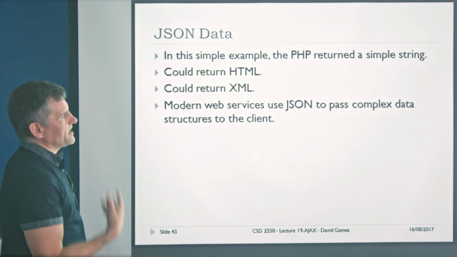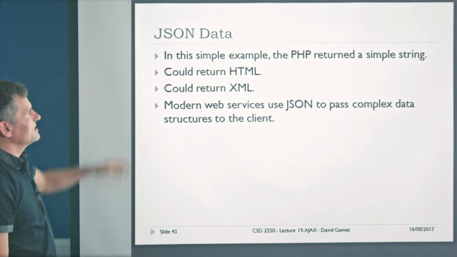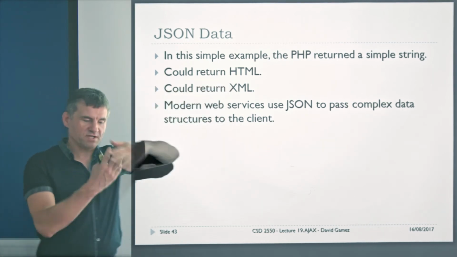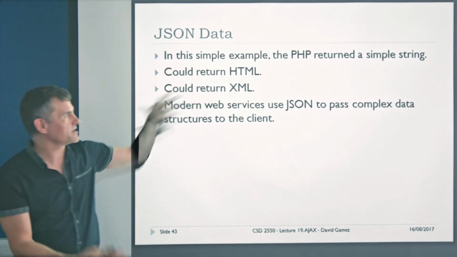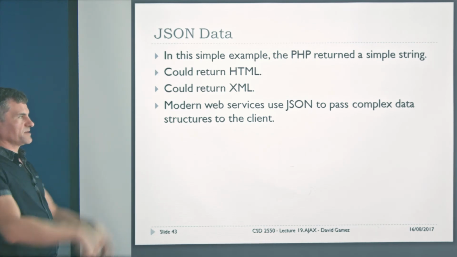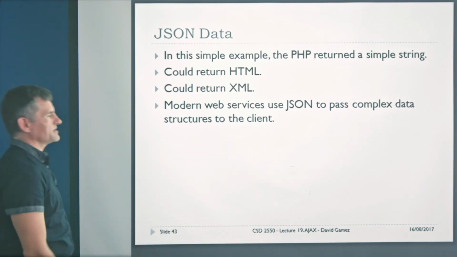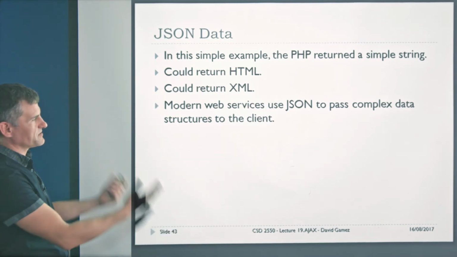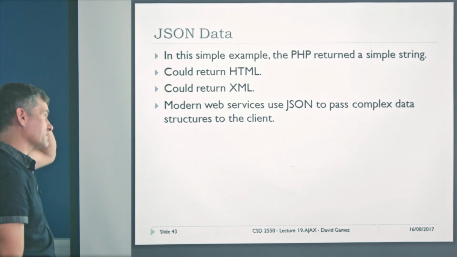So in this example, PHP is just returning hello David or hello stranger, whatever. It could return HTML, obviously. It could return a complete page with the appropriate data inserted into it or customized in some way. It could return XML, a whole bunch of XML. But modern web services, as I said, are using JSON to pass complex data structures to the client. If you're writing something from scratch, you're going to use JSON. It's much more compact and much more compatible with JavaScript, which is good.